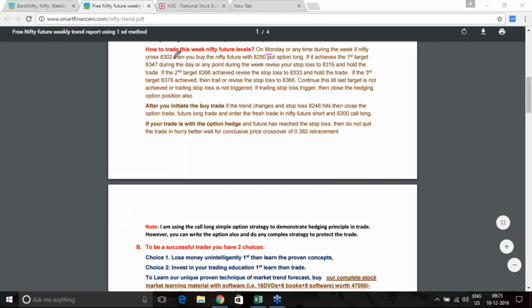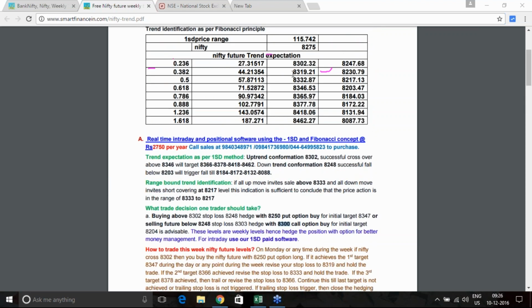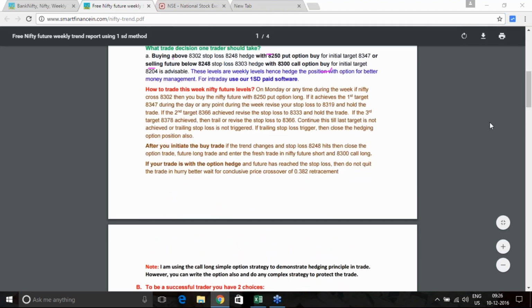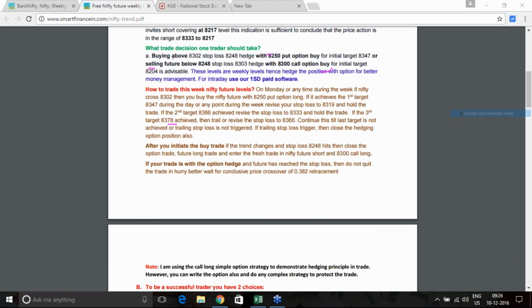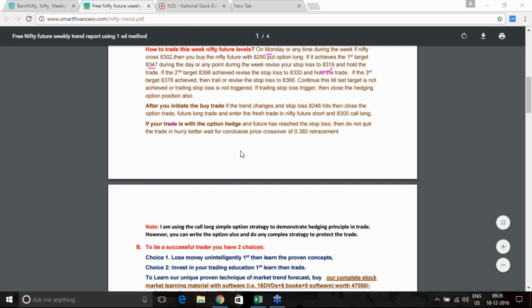Once you buy with a put option, once your first target is achieved, then you trail your stop loss to the 0.382 level, which is 8319 level. When the second target is achieved, trail your stop loss to 0.5, and in this way you can go on trailing your stop losses. These 0.236, 0.382 are the Fibonacci ratios.